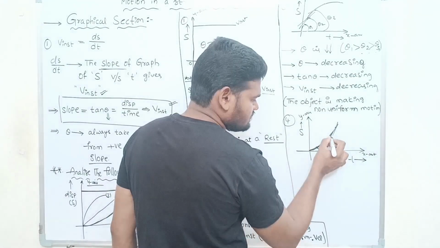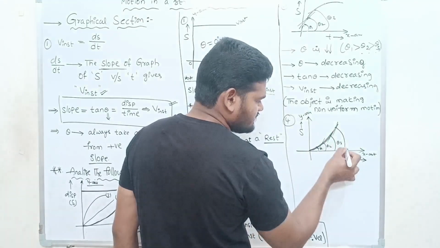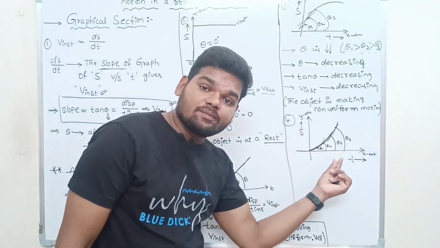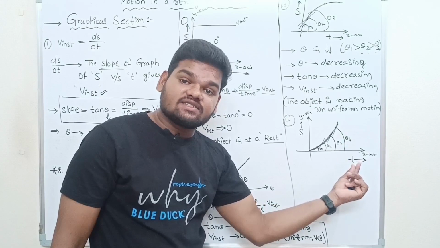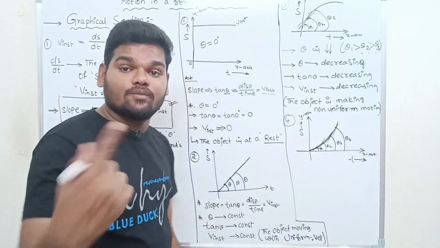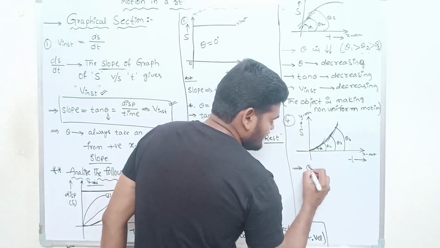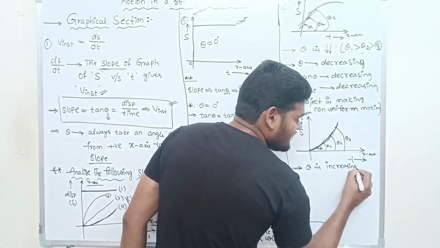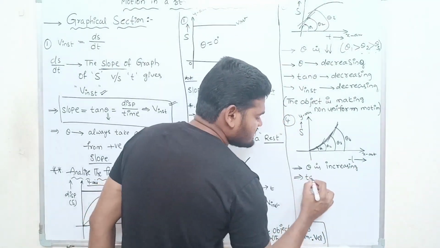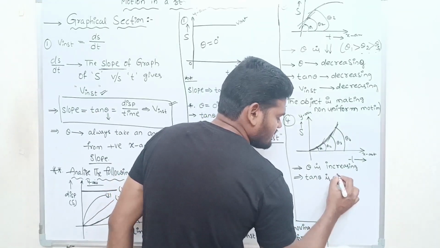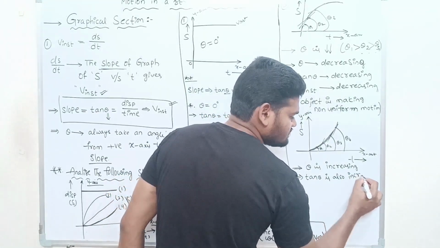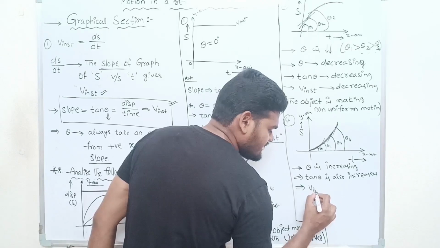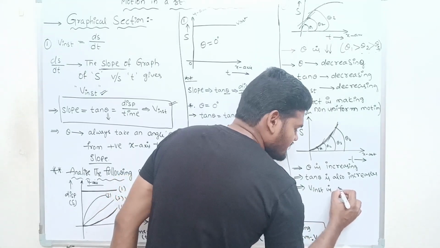So theta 2, theta 3, and theta 4. Have a look. Compare with theta 1, theta 2 is more. Compare with theta 2, theta 3 is more. Compare with theta 3, theta 4 is more. That means theta is increasing. If theta is increasing, then tan theta also increases. If tan theta increases, the instantaneous velocity of the object also increases.